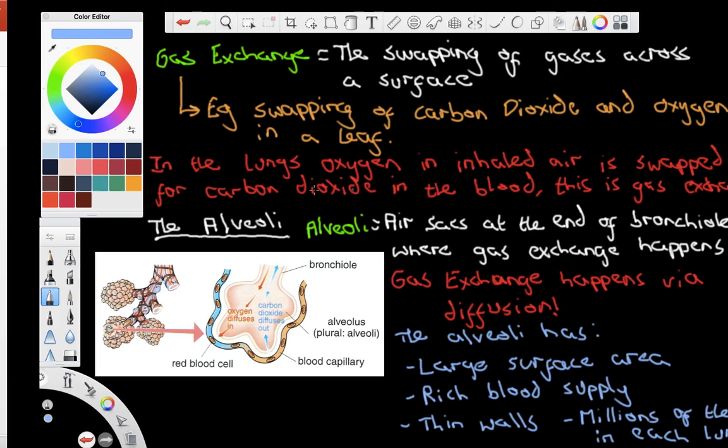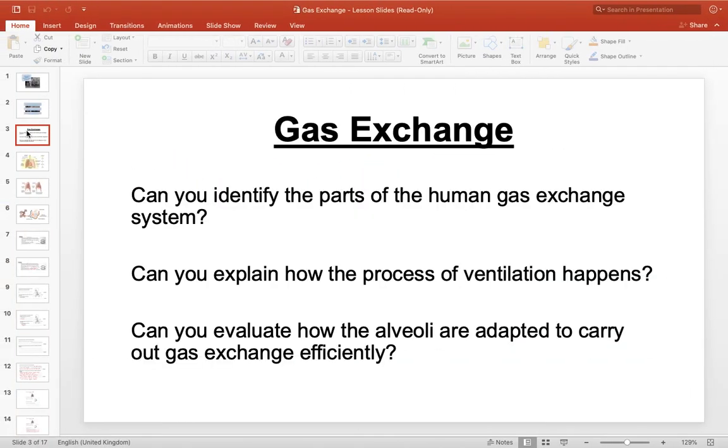So, if we look back at our learning objectives, you should now be able to tell me the parts of the human gas exchange system. You should be able to explain how the process of ventilation happens, and you should be able to evaluate how the alveoli are adapted to carry out gas exchange efficiently.